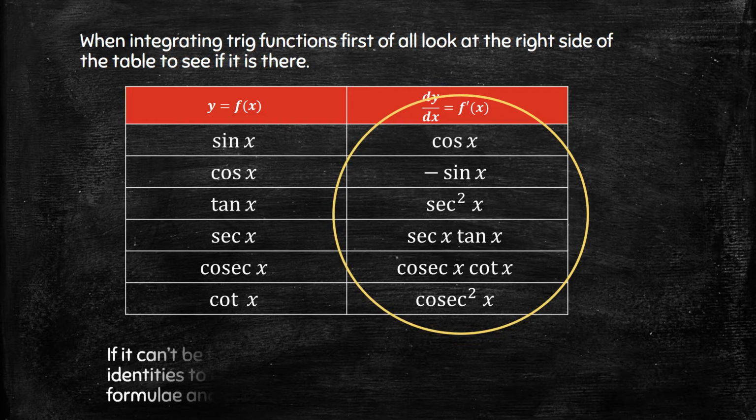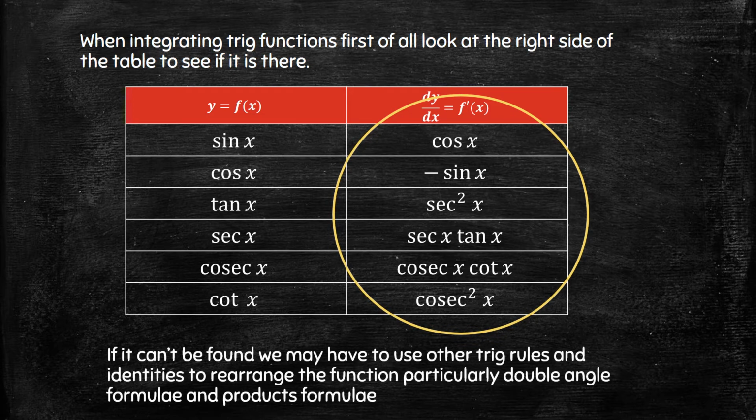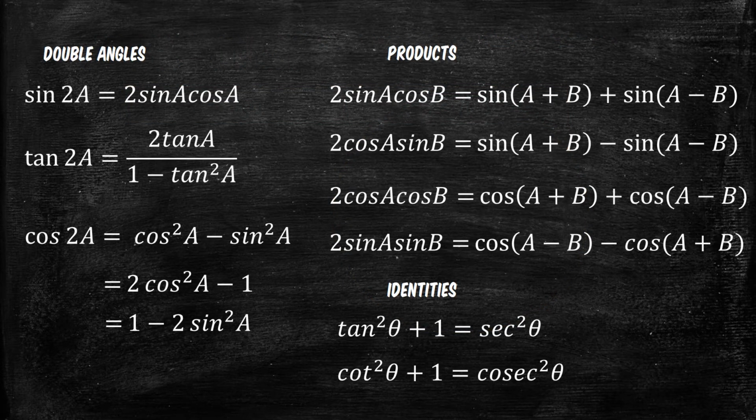And if they're not looking like that, we might actually have to change things around a little bit. And how we do that is that we look at other trig rules and identities to rearrange the function. The two most common ones, I guess, that we'll be looking at are the double angle formula and the products formula. So this is directly from the formula sheet. These are rules that you're given. So we're going to be using those.